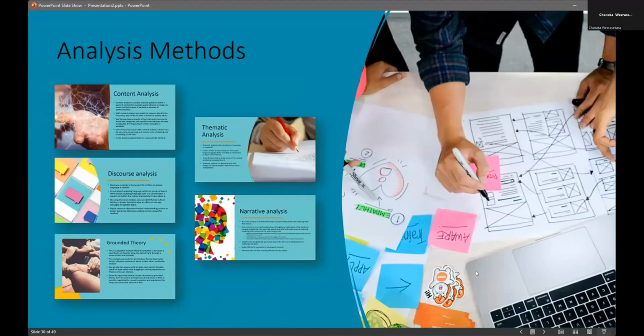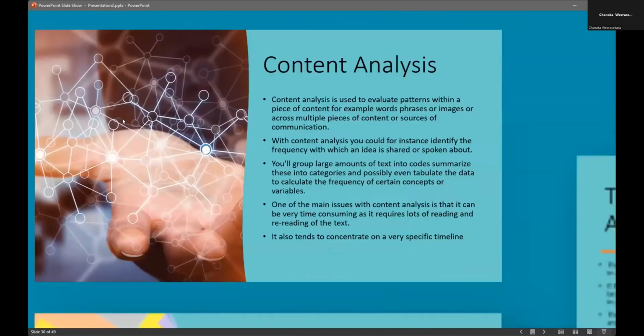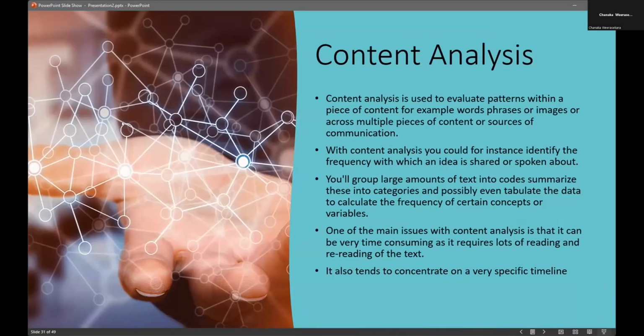I have included mostly used methods. There are other methods, but I have just put 5 methods that I thought some of you might use in your qualitative data analysis. Let me go through them one by one. The first one that I'm going to discuss is content analysis.